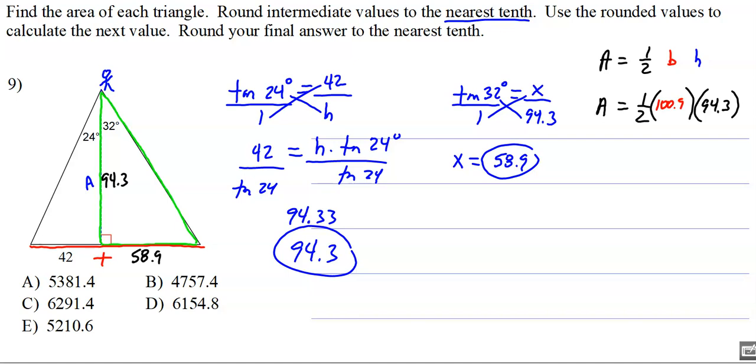Now I'm going to use a calculator. 0.5 times 100.9 times 94.3 equals 4757.435. 4757. There it is.